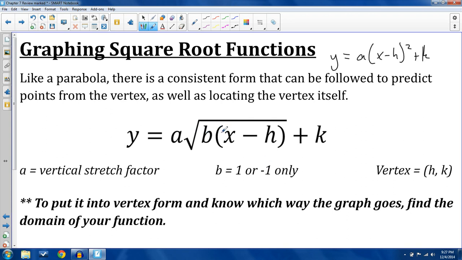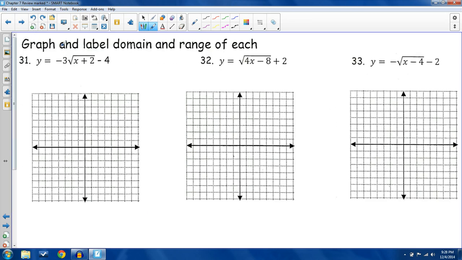Make this an A. Make this a 1. It can absolutely be your vertex with k, and so on and so forth. To put it into vertex form and know which way the graph goes, and talk about negative 3 times the square root of x plus 2, minus 4. Some people might say, all right, vertex is -2, comma -4. That's nice. That's not wrong.